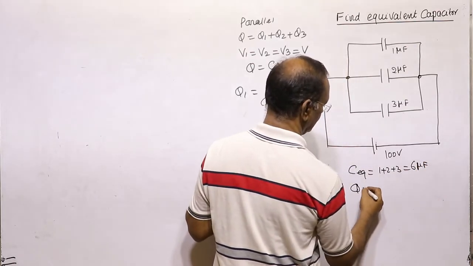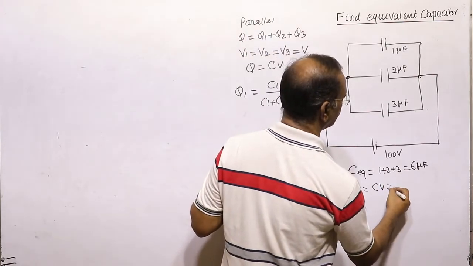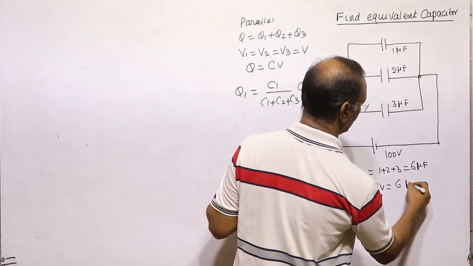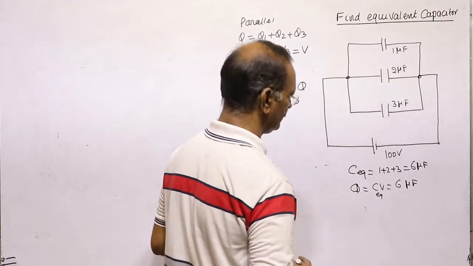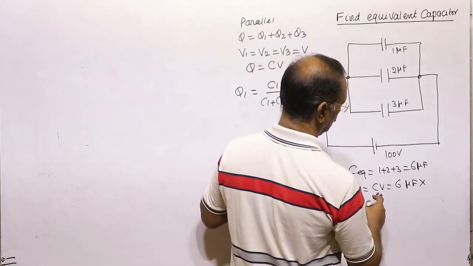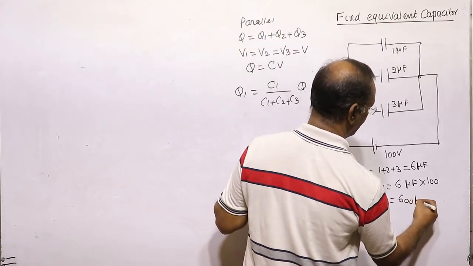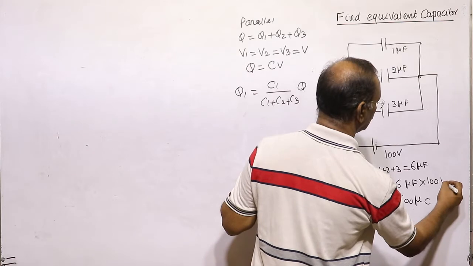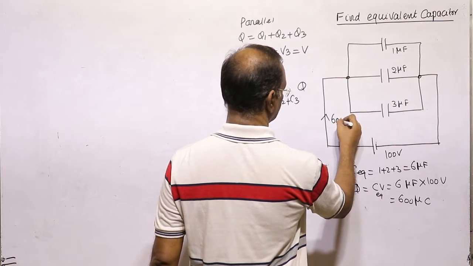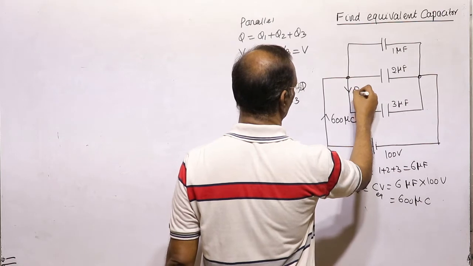And what is the charge? Charge is equal to C into V, C equivalent into V. C equivalent is equal to 6 microfarad into the voltage. The applied voltage is 100 volt, so the charge is equal to 600 microcoulomb. So the applied charge is 600 microcoulomb.